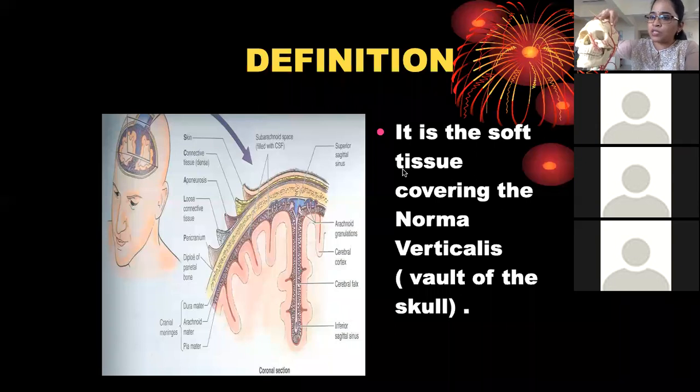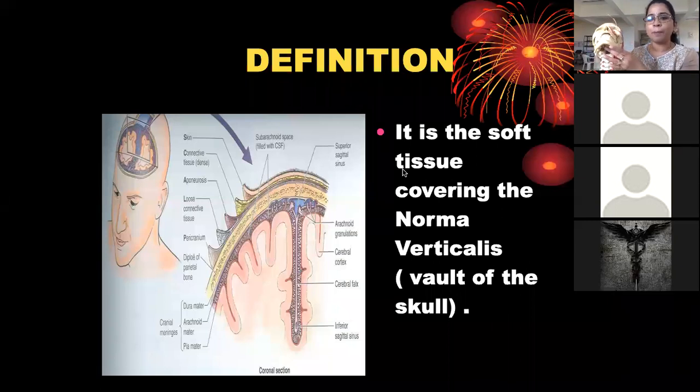From above, it is called norma verticalis. From the front, it is called norma frontalis. From the side, it is called norma lateralis. From the back, it is called norma occipitalis. From the base, that means you will see the base of the skull, it is called norma basalis.